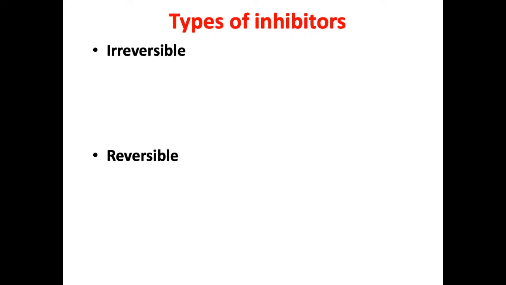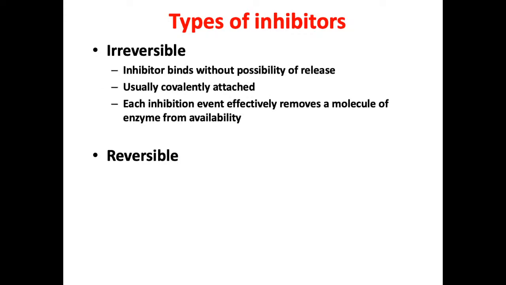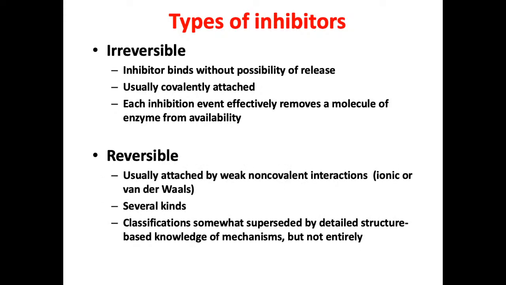So types of inhibitors: irreversible and reversible. Irreversible inhibitors bind without possibility of release, they are covalently and very tightly attached, and each inhibition event effectively removes a molecule of enzyme from availability. The reversible ones are usually attached by weak non-covalent interactions. They are of several kinds, and the classification has been somewhat superseded by enzyme structure-based knowledge of mechanisms, but not entirely.